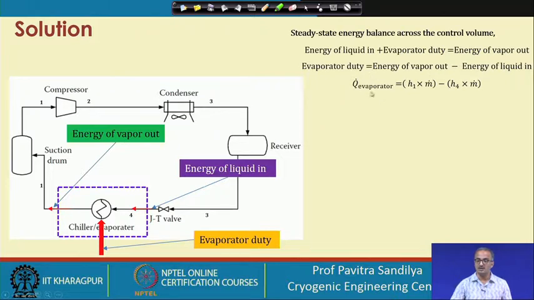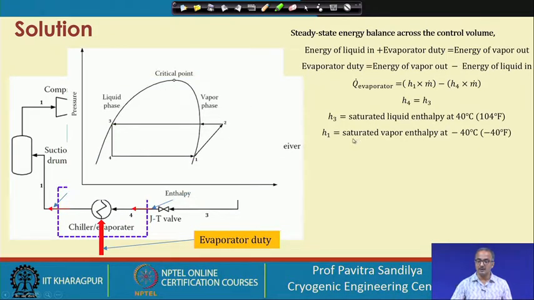So, we write Q evaporator is equal to H1 into m dot minus H4 into m dot. Now H4 is equal to H3, because this is an isenthalpic expansion. H3 is the saturated liquid enthalpy at 40 degrees centigrade, and the same enthalpy will be there for H4. H1 is the saturated vapor enthalpy at minus 40 degrees centigrade.